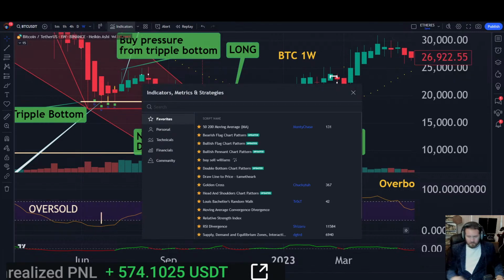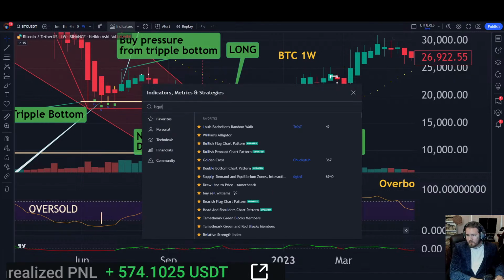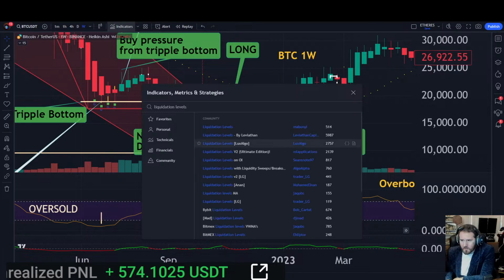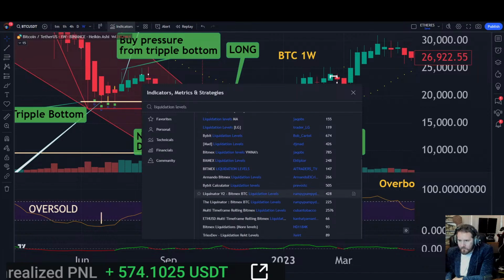Joe King says, how do you get liquidation lines on TradingView? Go to indicators. You go to liquidation levels. There's a few liquidation levels. Mine doesn't really show in here anymore, but there's a few up here that do show. You can play around with some of them. Some go to specific exchanges, to the servers.